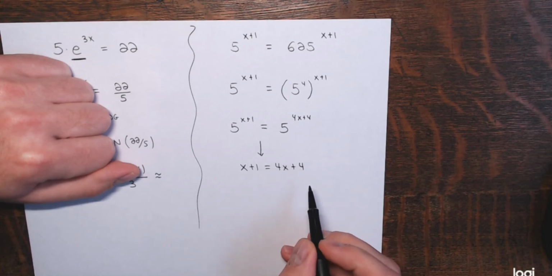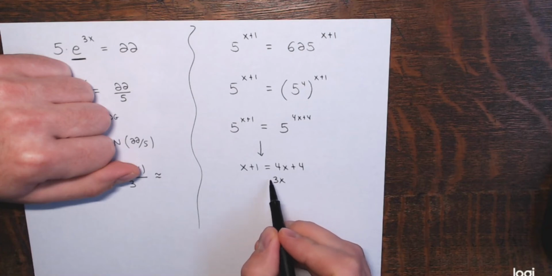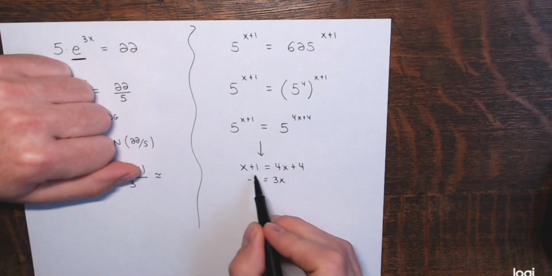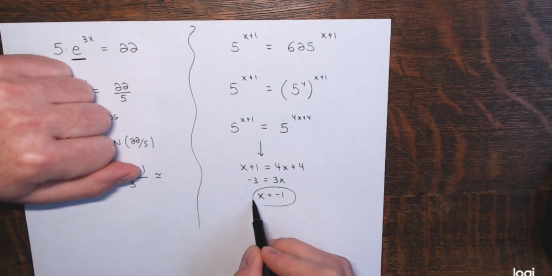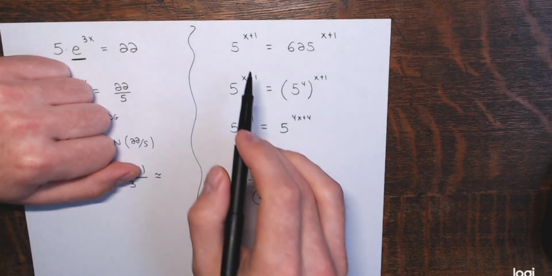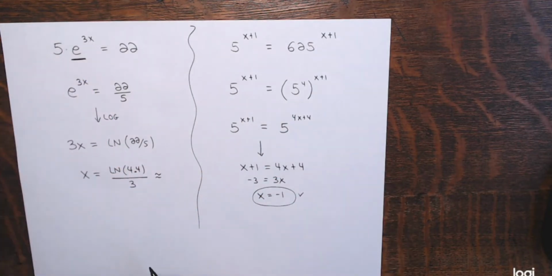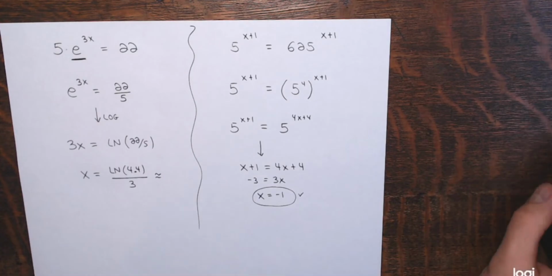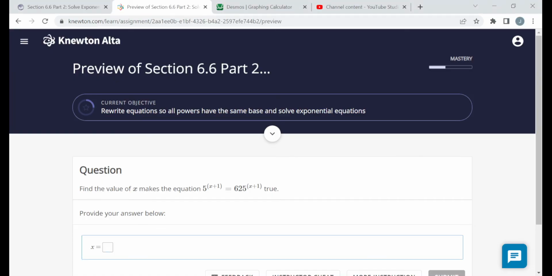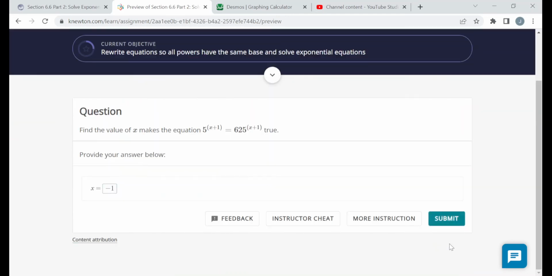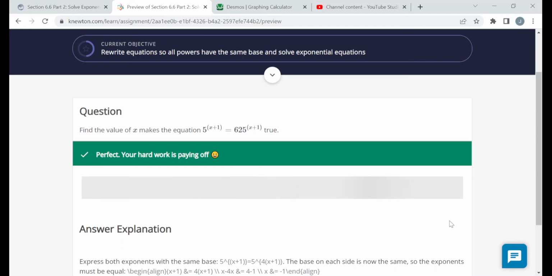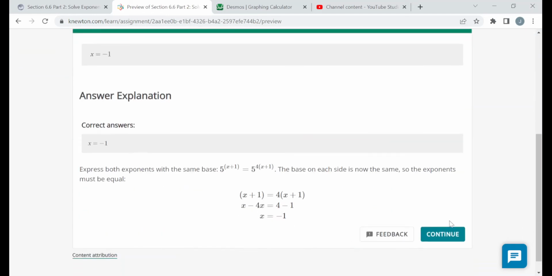So that means 3x must be equal to negative 3, right? I'm subtracting x, subtracting 4, so x must be equal to negative 1. And then if you check that, you'd get 1 equals 1. 5 to the 0 equals 625 to the 0. And that works. So -1 is our only solution here. All right. Okay, next.